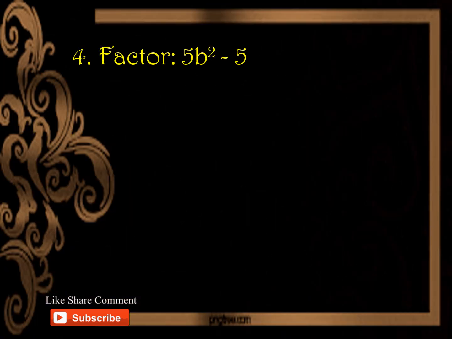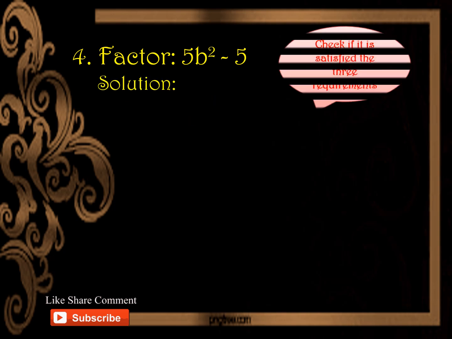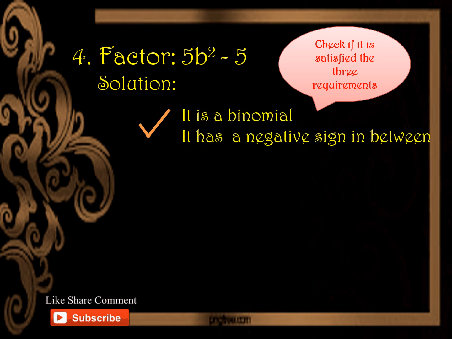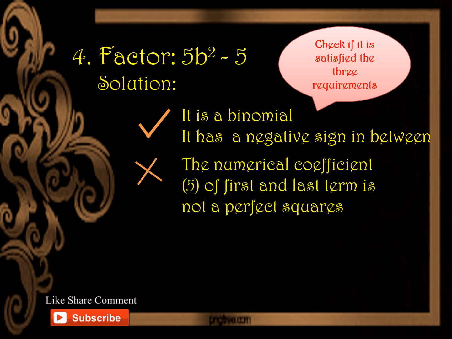Number 4. Factor 5b squared minus 5. So let's have the solution. Check if it satisfies the three requirements. So yes, it is a binomial and it has a negative sign in between, but the numerical coefficient of the first and last term is not a perfect square, which is the 5. So 5 is not a perfect square number. So meaning 5b squared minus 5 is not factorable.